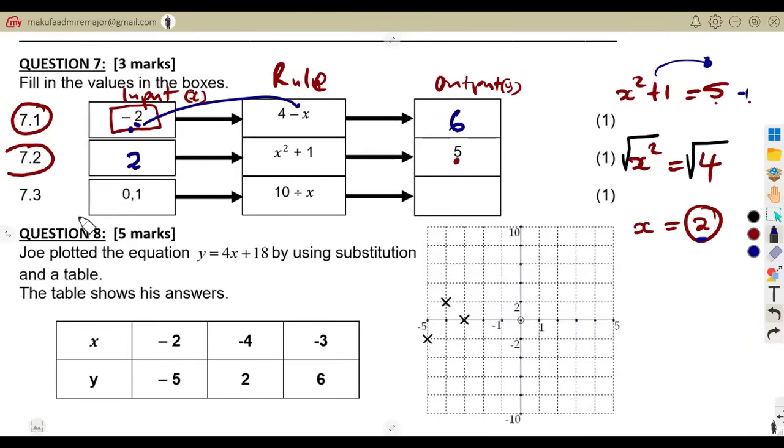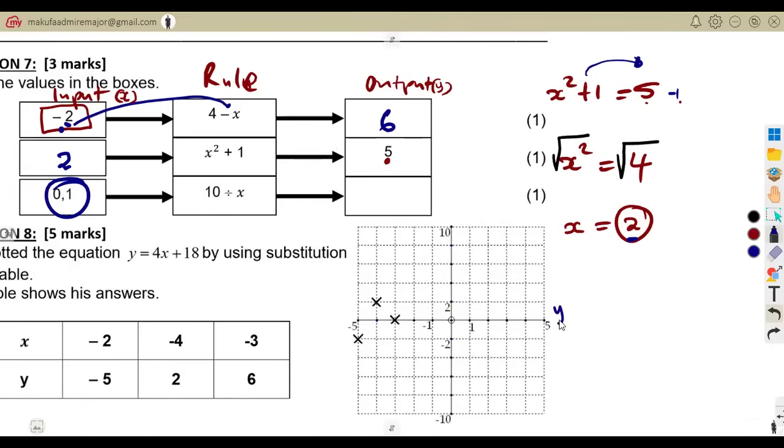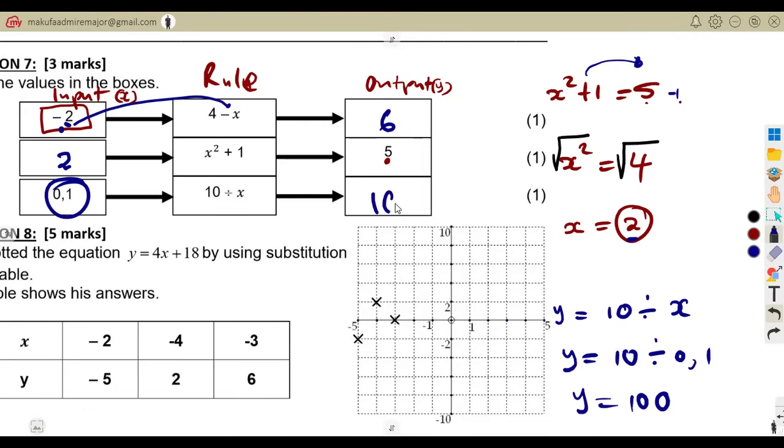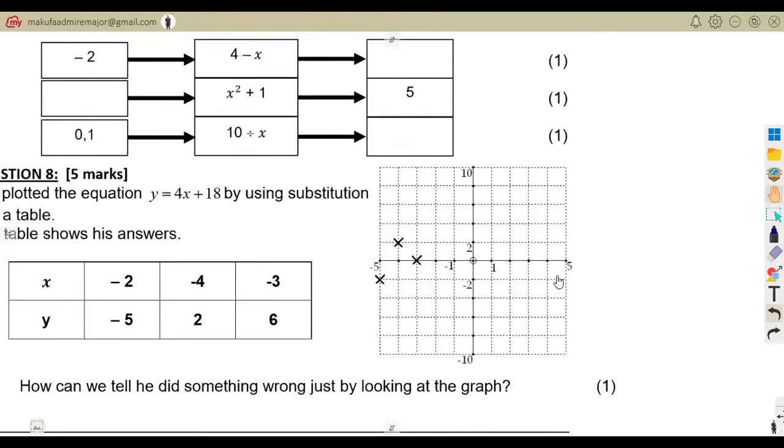On 7.3, what are we having? The input is given 0.1. So we just have to substitute to obtain the output from the rule that we are given, 10 divided by x. So y is equal to 10 divided, what is our x? 0.1. Guys, this is 1 mark. Use your calculator. Do not even waste much time. You're going to obtain 100 from there. That is what the output is. So questions can be like that.